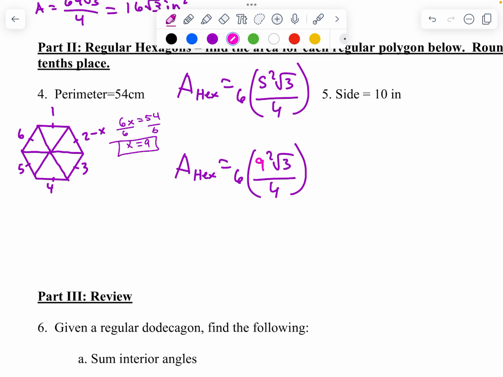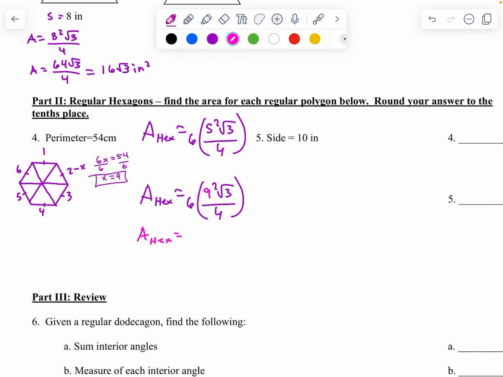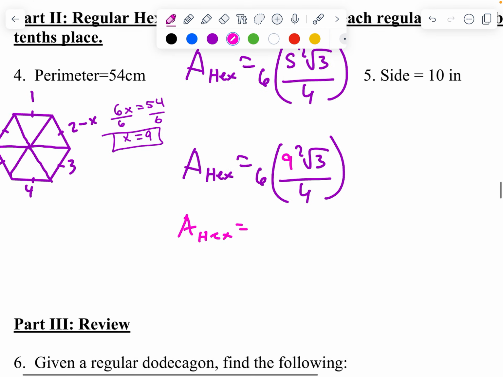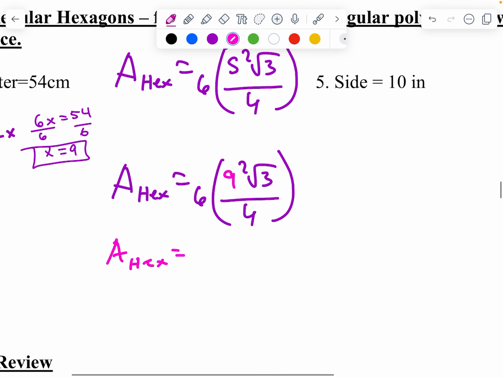Now, again, that area, 9 squared root 3 divided by 4, is for one triangle. So since we have 6, we're going to multiply that by 6. And this is where the answer key went a little wrong. We had only found the area of one triangle. So this could give us 6 times 81 root 3 over 4.